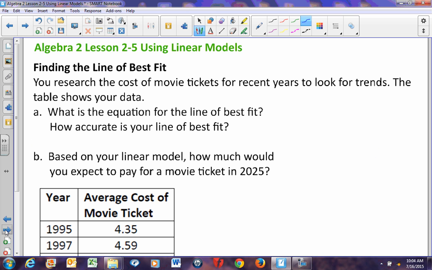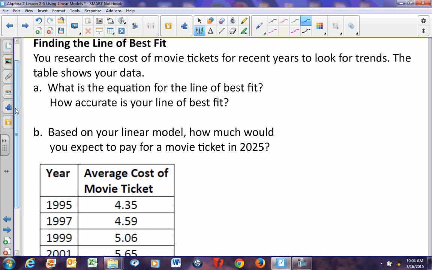Finding the line of best fit. Now, you research the cost of movie tickets for recent years and look at the trends. The table shows your data. What is the equation for the line of best fit, and how accurate is your line of best fit? Based on your linear model, how much would you expect the movie ticket to cost in year 5? This is a calculator problem, which means you actually have to use your calculator to figure it out.